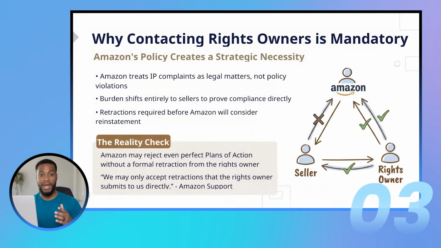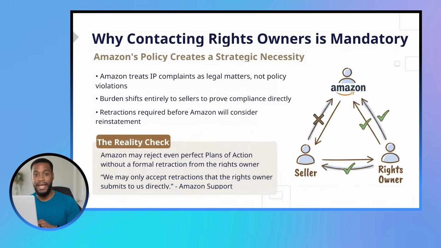Now we're diving into what Amazon actually looks at when it comes to policy. You have to understand that Amazon treats IP complaints as legal matters, not just policy violations. The burden shifts entirely to you to prove compliance directly. Amazon does not care how strong your case is. They rarely reinstate accounts without a formal retraction sent directly from the rights owner. It's a strategic necessity, not an option.